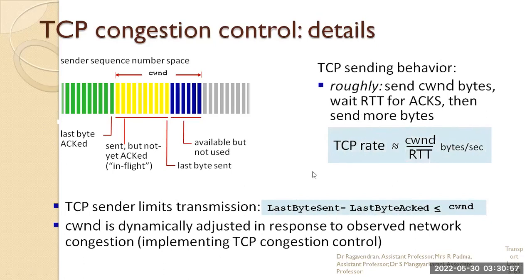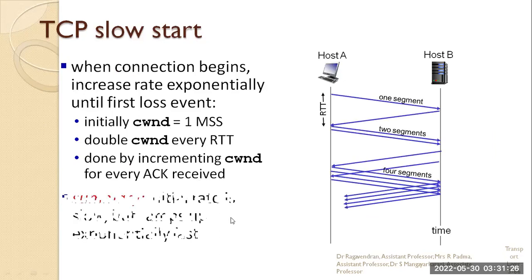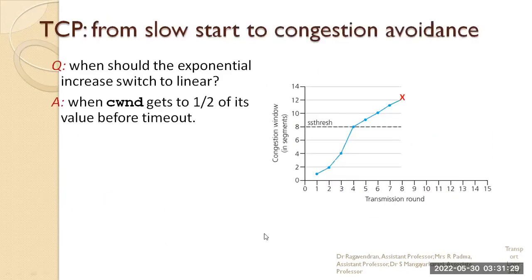So this is the information given by TCP. The TCP sender limits transmission to a number of bytes. CWND is dynamically adjusted in response to the observed network conditions. So this is TCP slow start. Initially, CWND is one MSS, and it doubles every RTT, done by incrementing CWND for every acknowledgement received. So this is the acknowledgement received and it is summarized here.